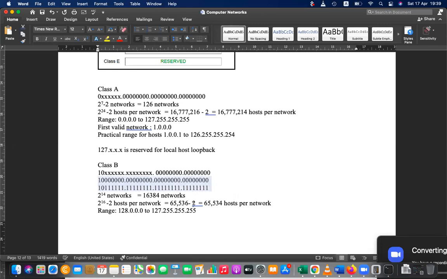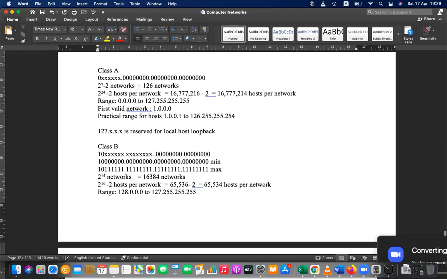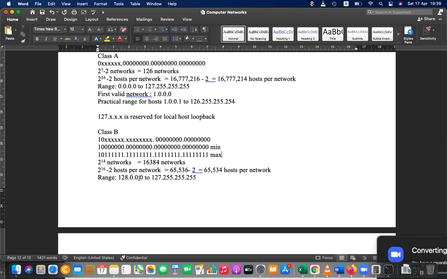Now can you tell me the range? This is the minimum. This is the maximum. So what is the range then? 128.0.0.0 to. Come on, calculate and tell me. Don't look at the table. Without looking at the table, tell me the value. What is the value for this one?